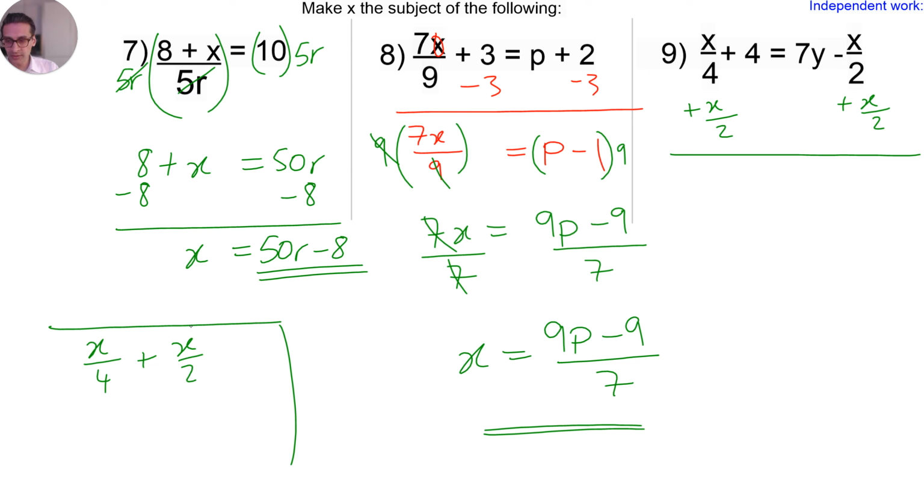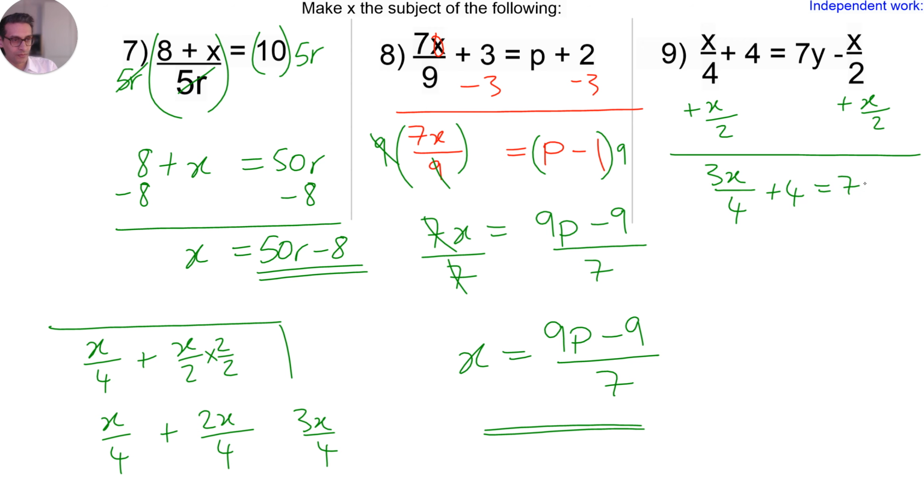x over 4 plus x over 2. To add fractions, you need the same denominator, so we're going to multiply by 2 over 2. This becomes x over 4 plus 2x over 4. Now, because the denominators match, we can actually add these up. So this becomes x plus 2x is 3x over 4. So we're going to write this: 3x over 4 plus 4 equals 7y.